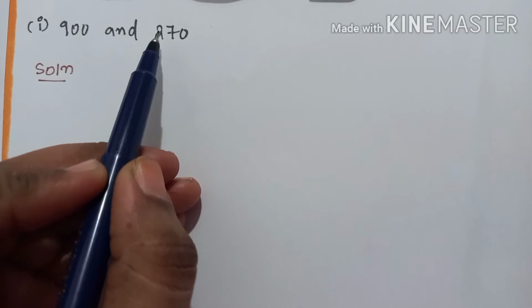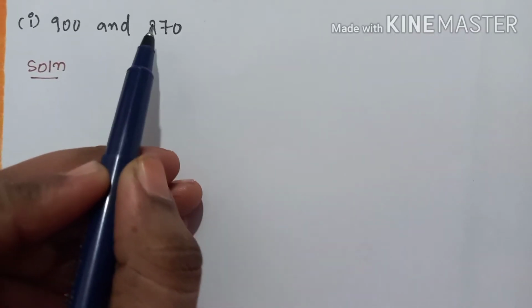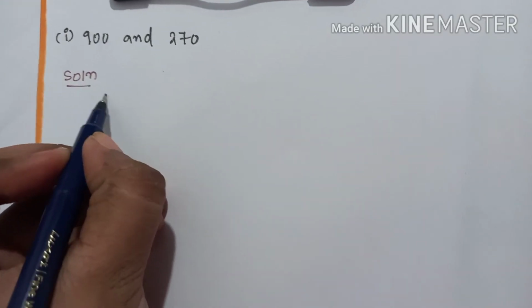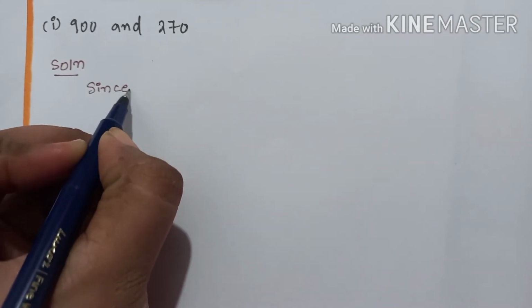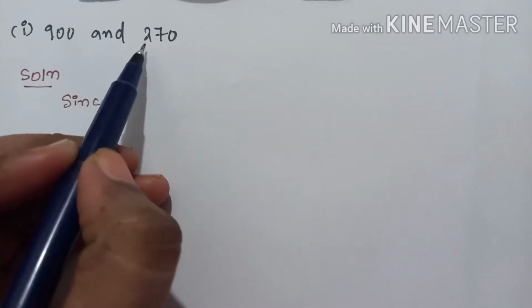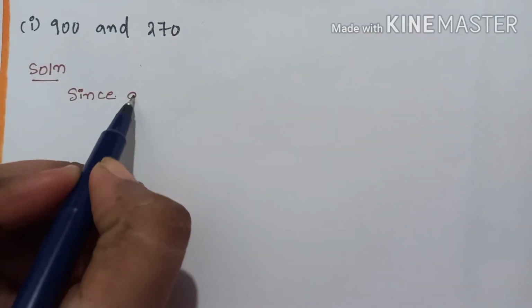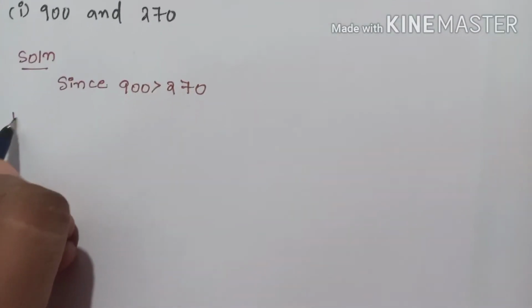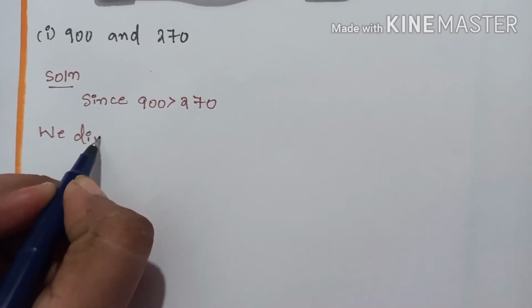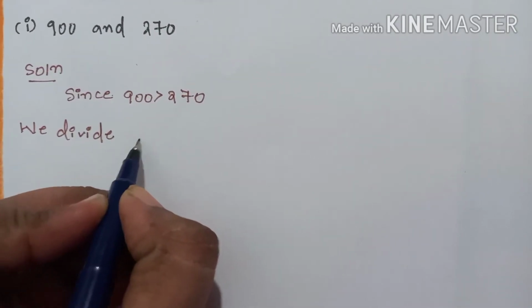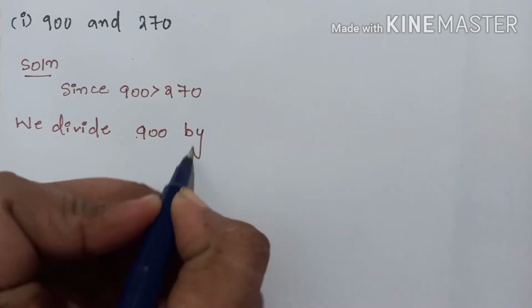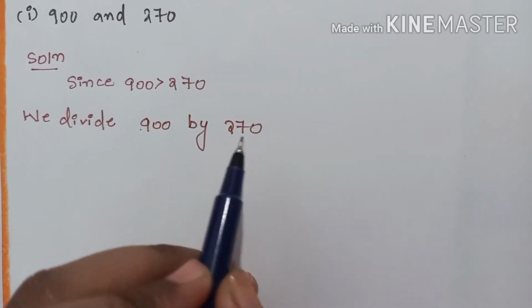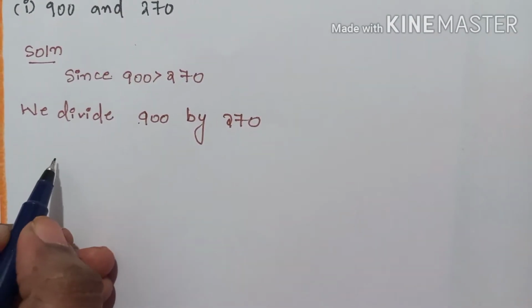Given 900 and 270, you should find the HCF using division algorithm. The first step is to determine which is the larger number. Here 900 is the largest, so 900 is greater than 270. So we divide 900 by 270. Always the larger number should be divided by the smaller number. Now let's start the division.